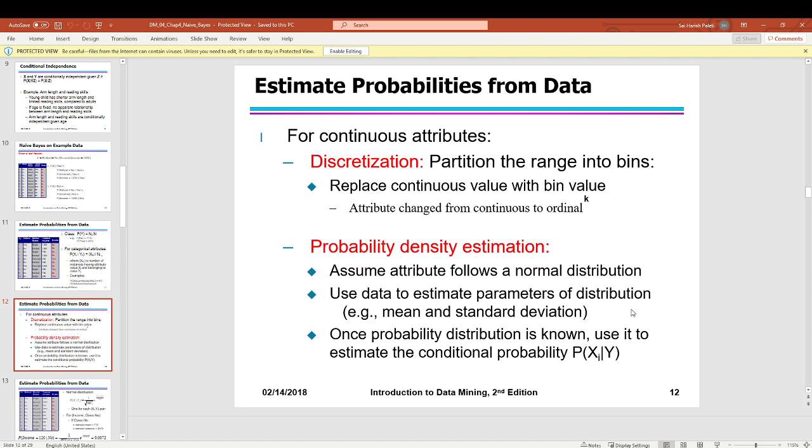If the output of our given problem is continuous, then we have to discretize the output, like partitioning the output range into bins. We have to replace the continuous output values with a bin value of a particular range, where each bin corresponds to a particular range.